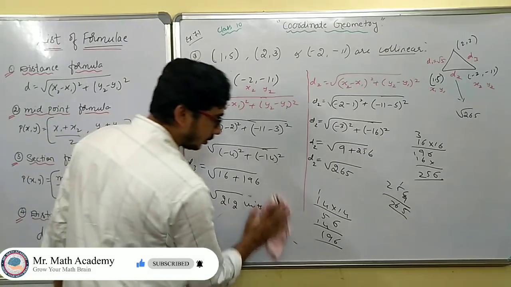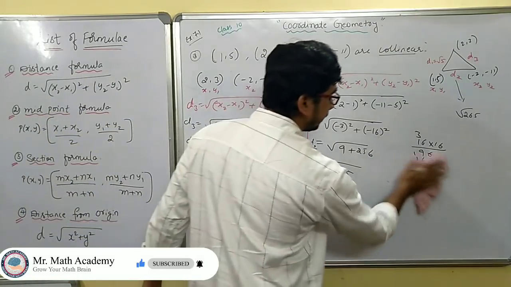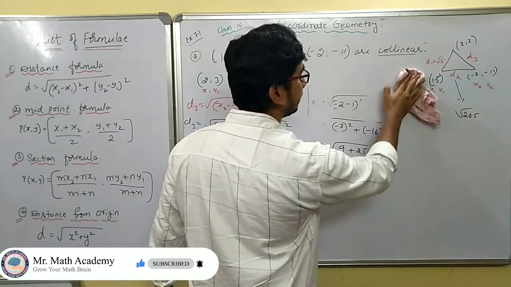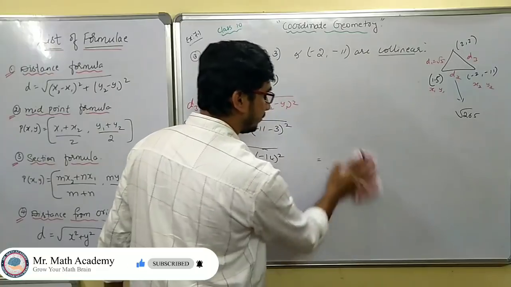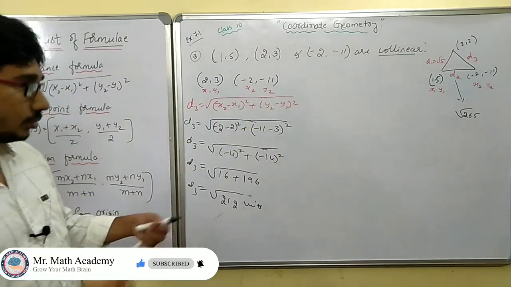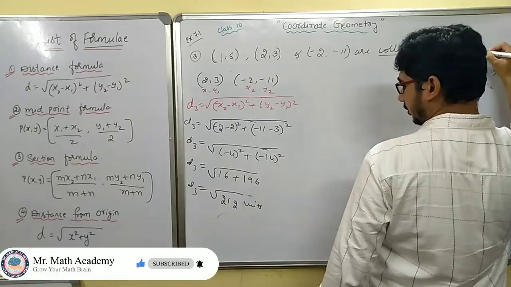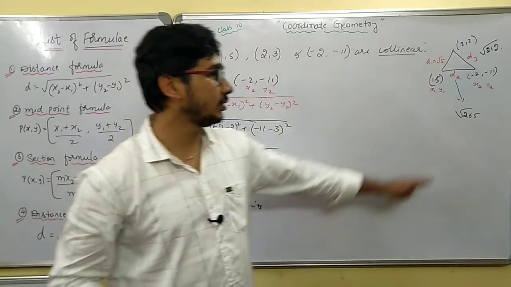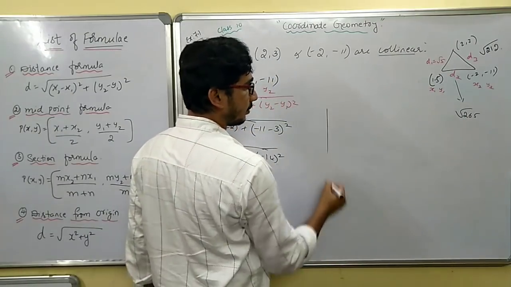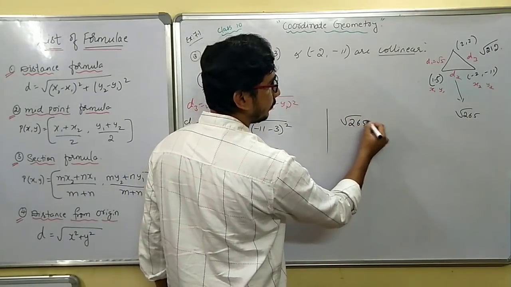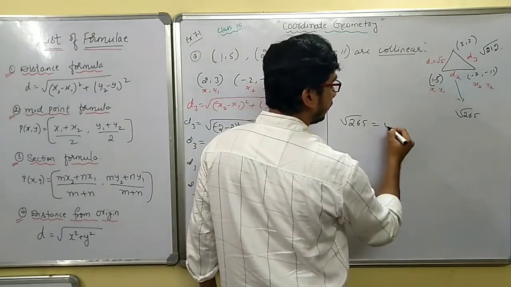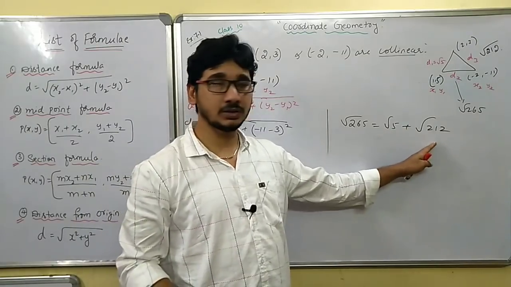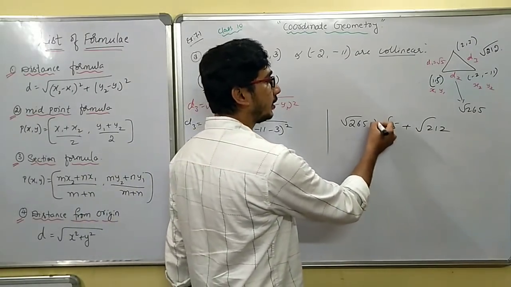I'll erase this one, I don't need it now. This also I'll erase. How much did I get? Root 212. Let me check which is the bigger number. This is the bigger number. I'm writing here: root 265 is not equal to root 5 plus root 212. This number and this number, if you add, definitely will get not equal.